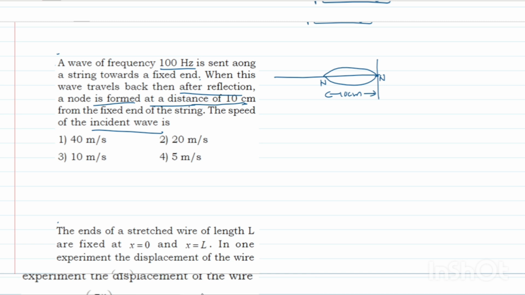Here clearly the distance between the two nodes will be lambda by 2, which is 10 centimeter, and with this we get lambda as 20 centimeter. Therefore the velocity formula will be V equal to F into lambda, and the frequency of the wave being produced is 100 Hz, lambda you can take as 20 centimeter, which is nothing but 10 power minus 2 meter. Here the 2 zeros and the 2 zeros get cancelled, and velocity you will get as 20 meter per second.